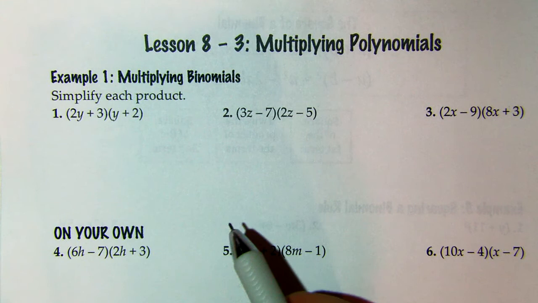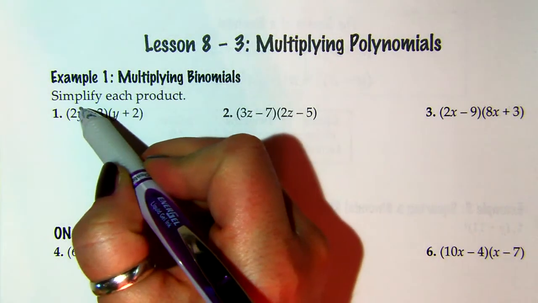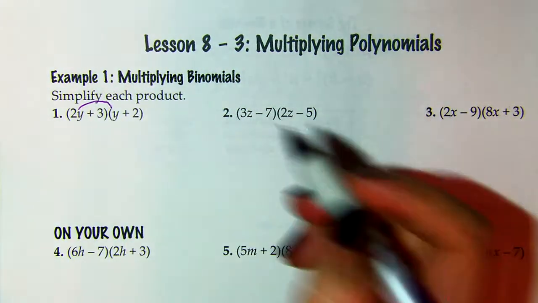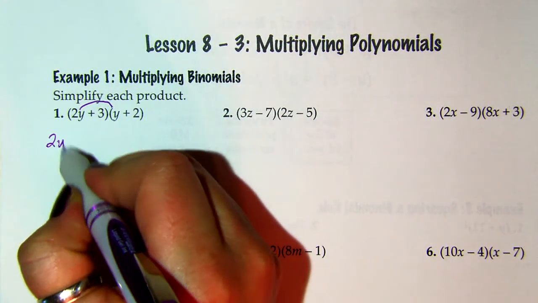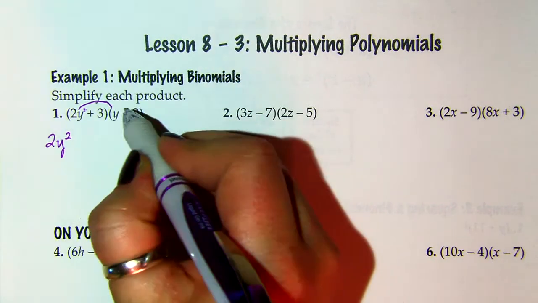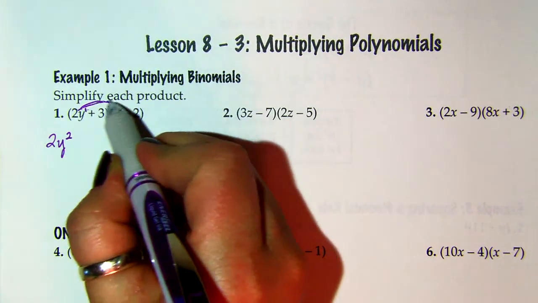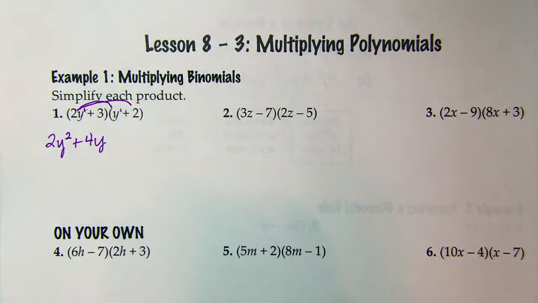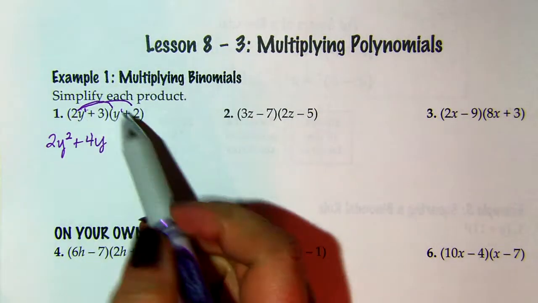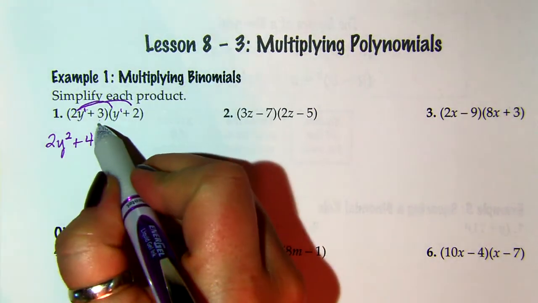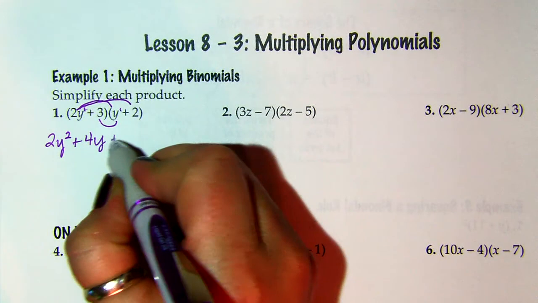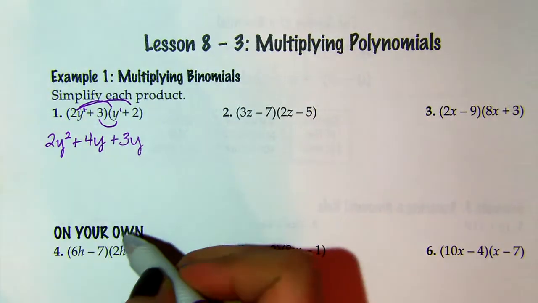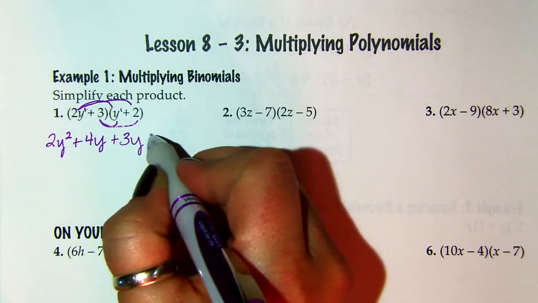So we're going to distribute the 2y first. So 2y times y is 2y squared. Remember, we're adding the exponents. And then 2y times 2 is 4y. So that's the first term distributed, and then we're going to do the same thing with this 3. So 3 times y is 3y, and then 3 times 2 is 6.